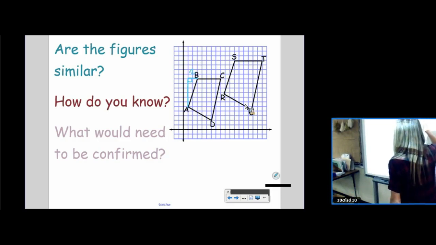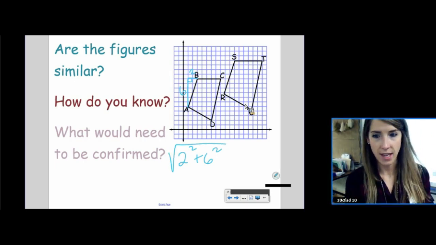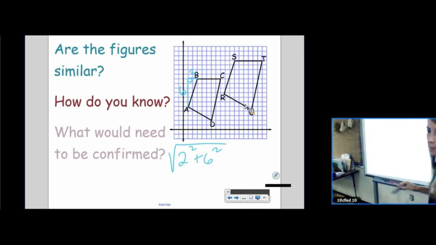So this would be 2, this would be 1, 2, 3. So you would do 2 squared plus 6 squared, and you would square root that. So you're going to compare the side lengths. That's how you're going to know if they're similar or not. But we're not going to go there right now.